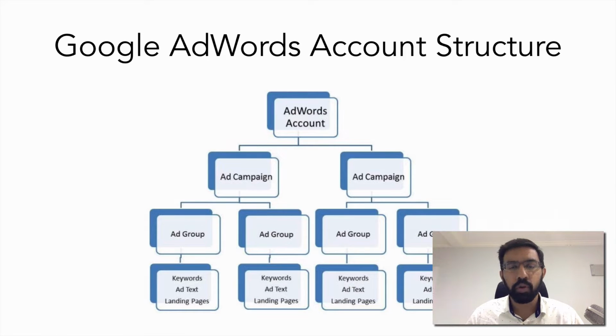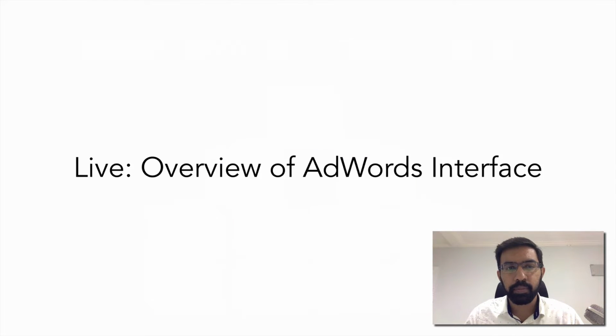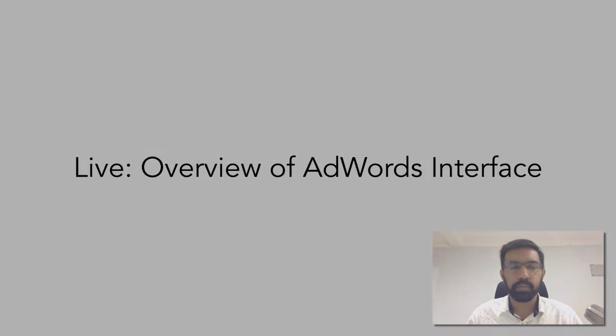You will get more clarity when I show you actual ads and case studies. So this is how the AdWords account is structured. You have the account level, the campaign level, the ad group level, and keywords, ad text and landing pages. I will be showing you live within the AdWords account, which will give you a clearer idea. So let's get to the live overview of the AdWords interface.